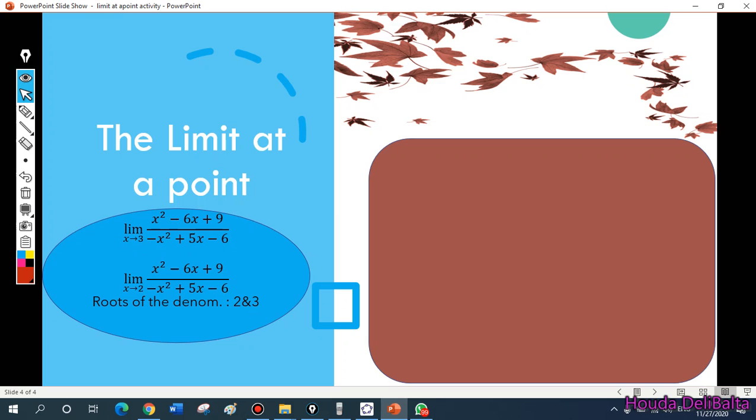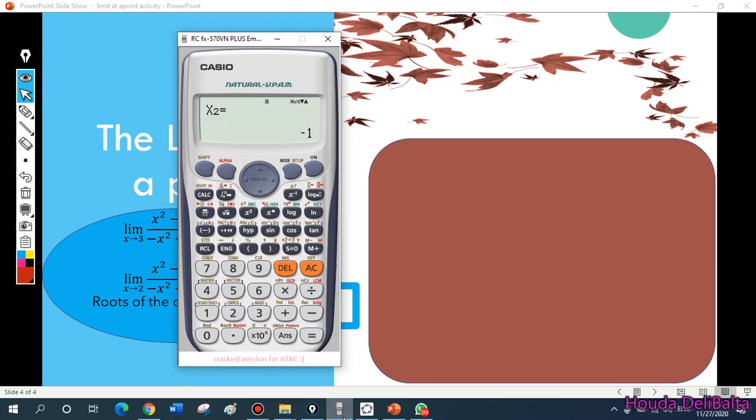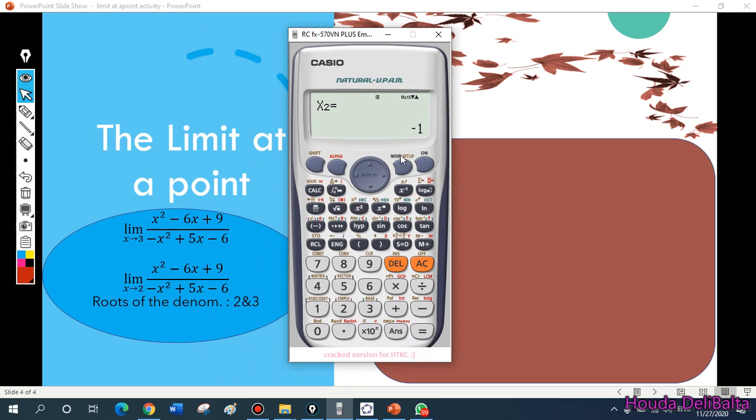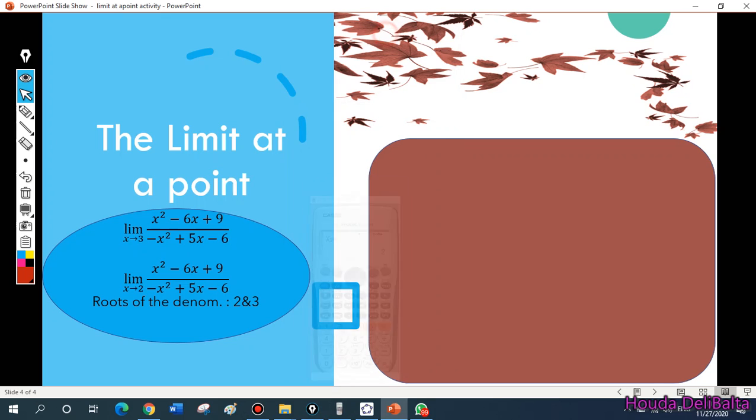So the roots of the denominator are 2 and 3 either by using the calculator, as you see here. We have to choose mode 5 and we have to choose the quadratic form. For the denominator, a is minus 1, b is 5, and c is minus 6. Then the roots are 3 and 2, as you see here. Now we have to study the limit as x tends to 3 and as x tends to 2.